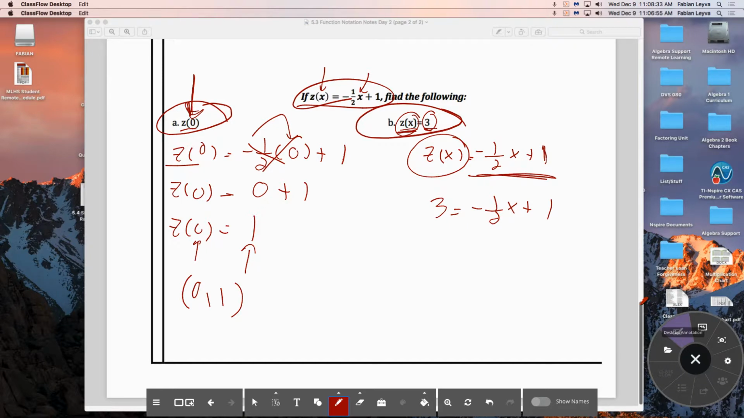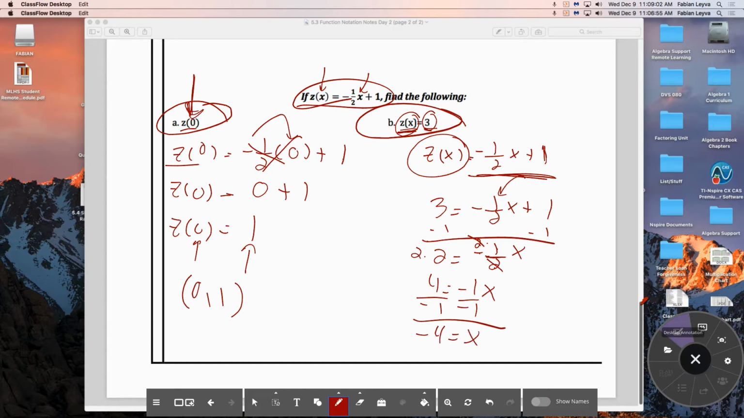Now, a lot of people are kind of scared of that fraction, but don't worry. Get rid of what you're adding and subtracting. Get rid of that 1. So I'm going to subtract 1 on both sides. End up with 2 is equal to a negative 1/2 x. Now, a fraction is scary, but remember, it's just division. This is a negative 1 divided by 2. What's the opposite of dividing by 2? Well, it's multiplying by 2. What I do to one side, I do to the other. These 2's cancel out. You're left with 4 is equal to a negative 1x. Finally, getting rid of that negative 1, you end up with a negative 4 is equal to x.